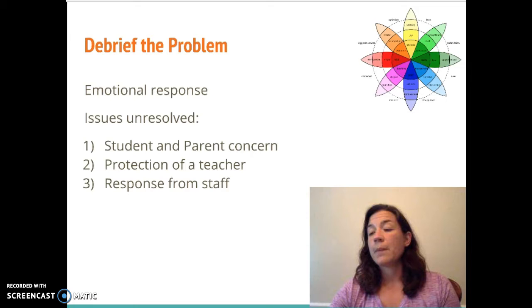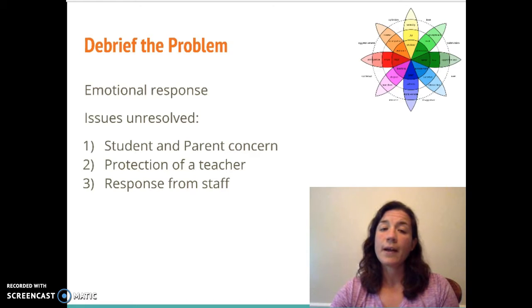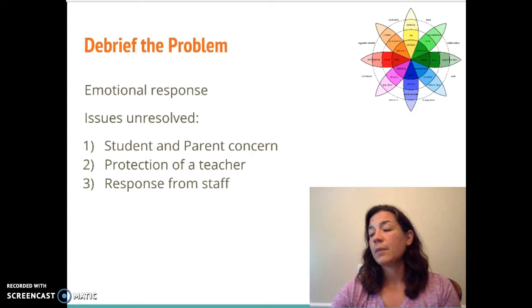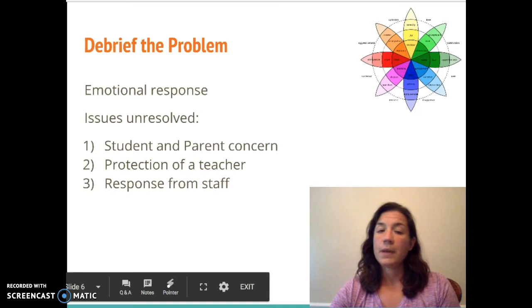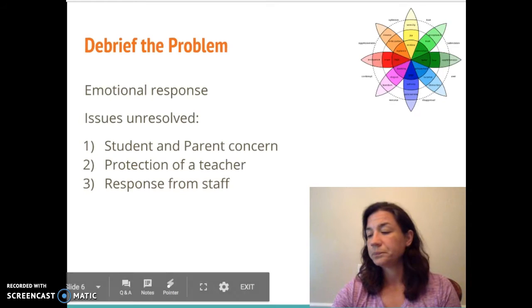A major issue that may be unresolved is the response from staff. Mrs. Horton has not been a team player as of late. She has become upset with her colleagues and is currently not supporting the new reading program. How are they going to react, and how can the principal continue to support a collaborative working environment built upon trust?